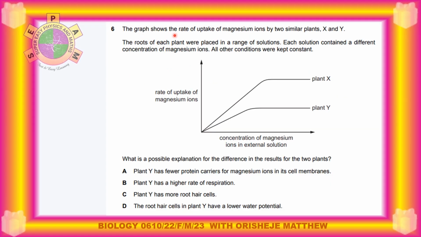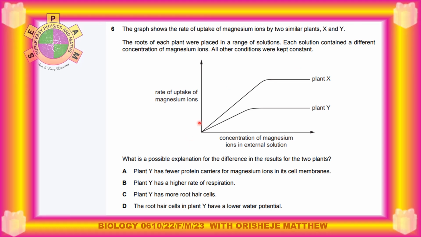The graph shows the rate of uptake of magnesium ion by two similar plants, S and Y. The roots of each plant were placed in a range of solutions. Each solution contained a different concentration of magnesium ion. All other conditions were kept constant.